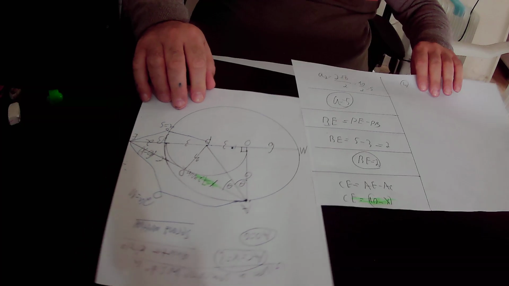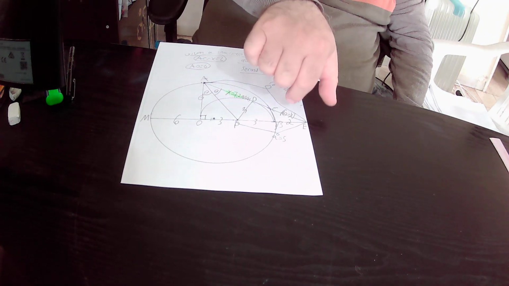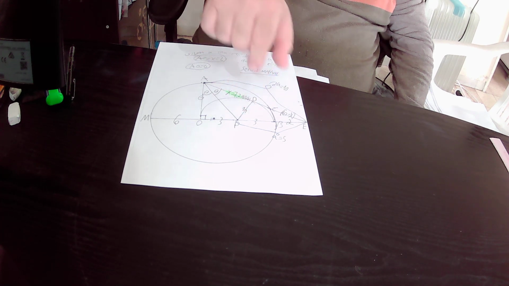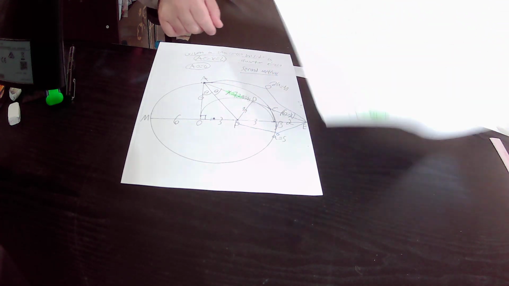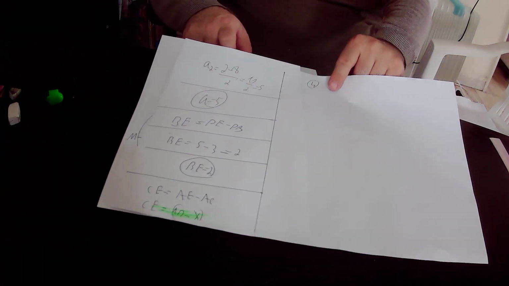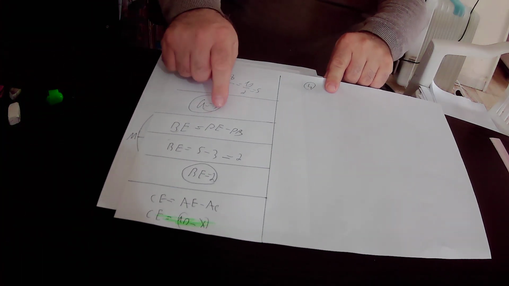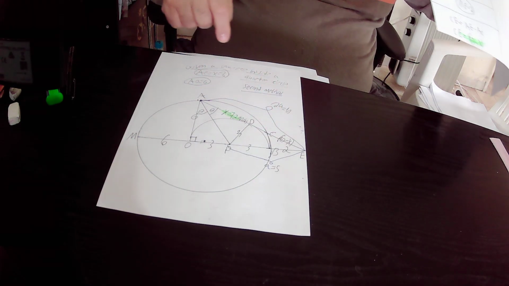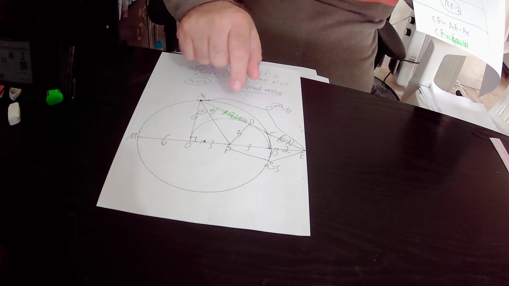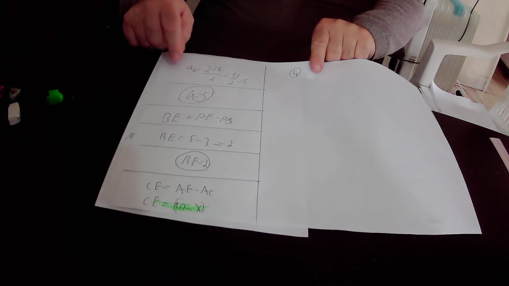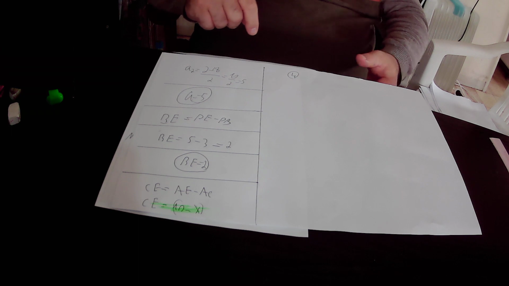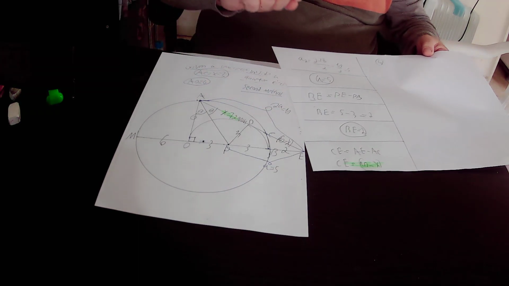BE, for the moment, it is very easy to see that BE equals PE minus PB. PE equals 5 units. PB equals 3 units. So in conclusion, BE equals 5 minus 3, that is 2. Here BE equals 2 units.